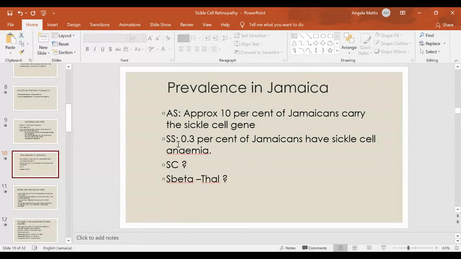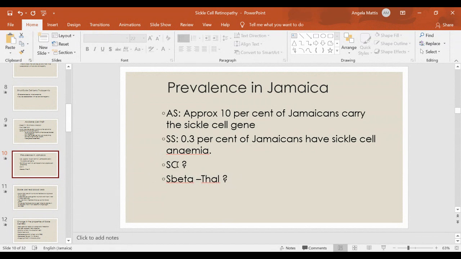So for sickle cell disease, about 0.3% of Jamaicans have sickle cell anemia. Now, as I speak to SC and sickle beta thal, I couldn't find figures for those, but I know it is probably similar to what the US data is showing, because it's very uncommon.